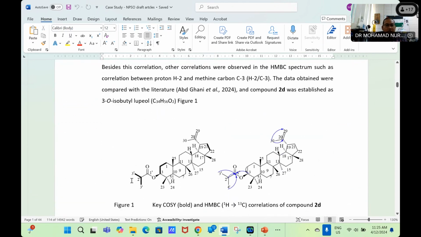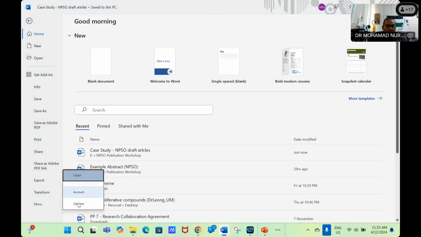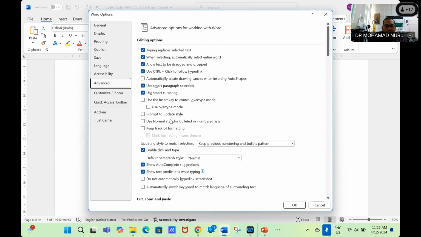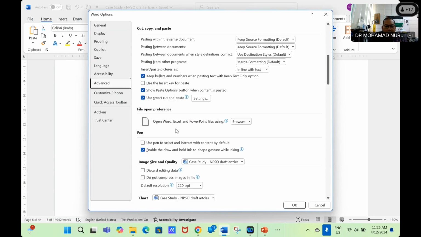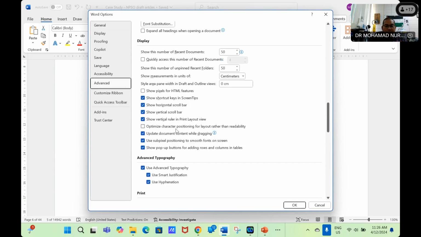Okay, this one is good. So for this, what you can do is check for the file. Go to the more options. They have an option here. I think advanced maybe. Maybe, but I'm not sure.